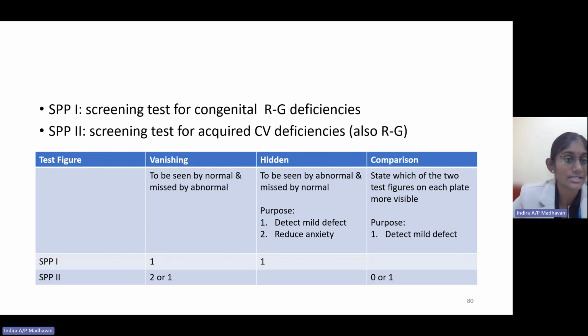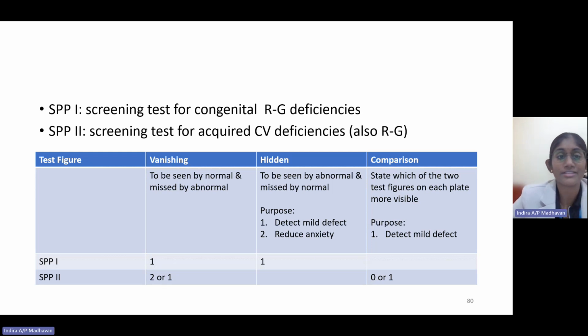They have test figures: vanishing, to be seen by normal and missed by abnormal. So they have a vanishing plate, which will only be identified by a patient who is normal. If not normal, then they won't be able to see it. SPP1 contains one vanishing test figure, while SPP2 has two or one, depending, of vanishing plate.